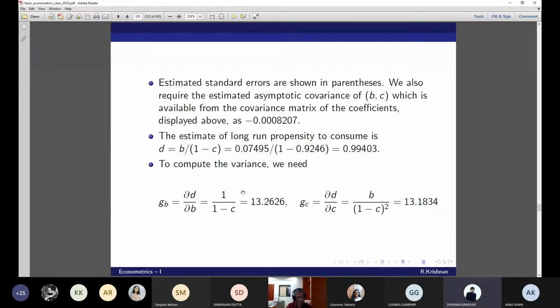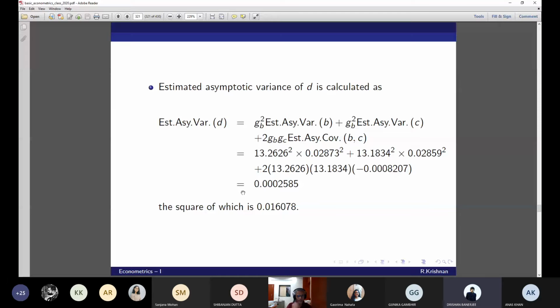Can you calculate the variance of D? Yes, sir. The asymptotic variance of D is this way, the square of which is 0.016078.